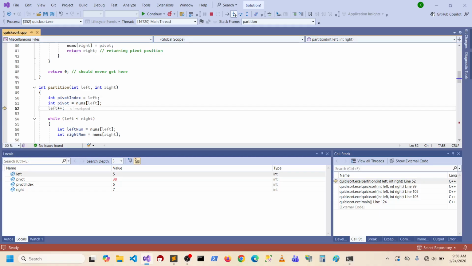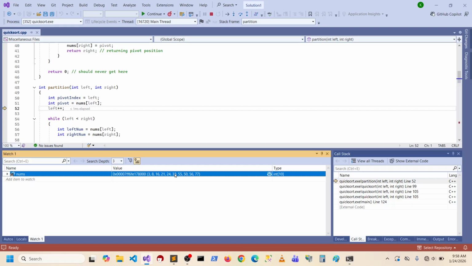So our pivot now is 38. So left is on that 38, and right is what, 50, right here. So yeah, that doesn't need to swap. Left is already on 38, the pivot. So that should advance to 55.